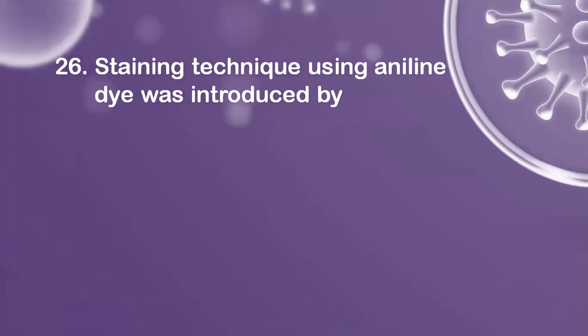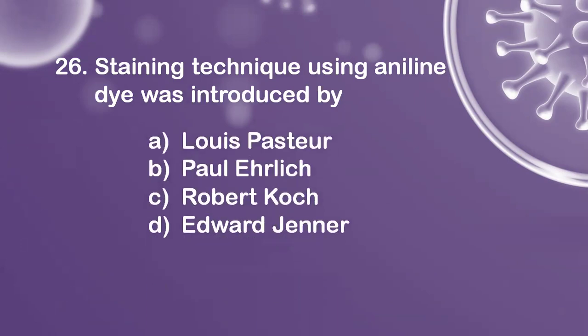Next question, staining technique using aniline dye was introduced by option A, Louis Pasteur. Option B, Paul Ehrlich. Option C, Robert Koch. Option D, Edward Jenner. Here the right answer is option C, that is Robert Koch. Robert Koch introduced the staining techniques. Paul Ehrlich also applied stains to cells and tissues to study their function. But Robert Koch used the staining techniques to identify the microbacteria.